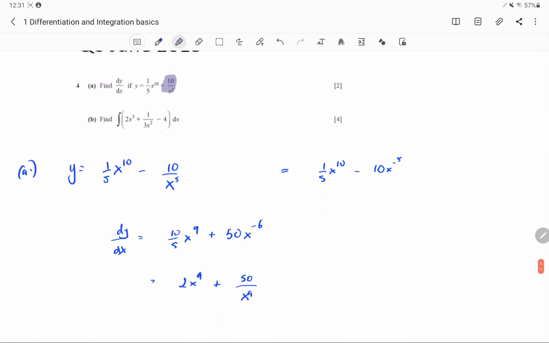So this -10 over x to the power of 5 becomes -10x to the -5. So then 10 by a fifth is 10/5, which will simplify to give us 2. Subtracting 1 from our index. And then -5 multiplied by -10 is plus 50. And subtract 1 from our index. So you get a 50 over x to the power of 6, that should say.